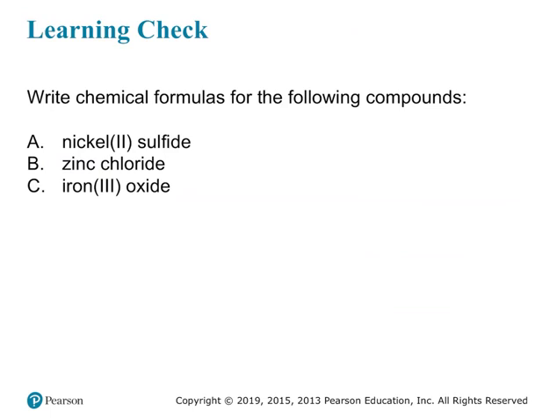All right, let's do one more practice problem. Let's write the chemical formulas for the following compounds: nickel(II) sulfide, zinc chloride, and iron(III) oxide. And if you want to pause the video first and try this on your own, feel free. Okay, so let's start with nickel(II) sulfide. Okay, so we're told that nickel has a 2 plus charge.